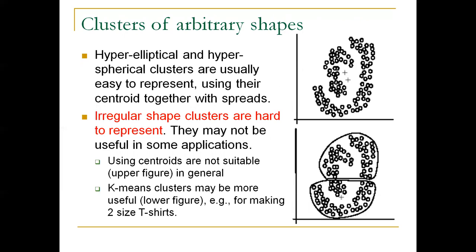Now coming to clusters of arbitrary shapes and how we represent them. Hyperelliptical and hyperspherical clusters are usually easy to represent using their centroid together with spreads, that is, simply a common center which is equidistant from all the points in the cluster. The thing we need to keep in mind is that irregular shaped clusters are hard to represent. They may not be useful in some applications. Using centroids is not suitable in general. K-means clustering may be more useful, for example for making two-size t-shirts. If the clusters change from simple spherical shapes to complex shapes, a simple centroid will not work for classification.